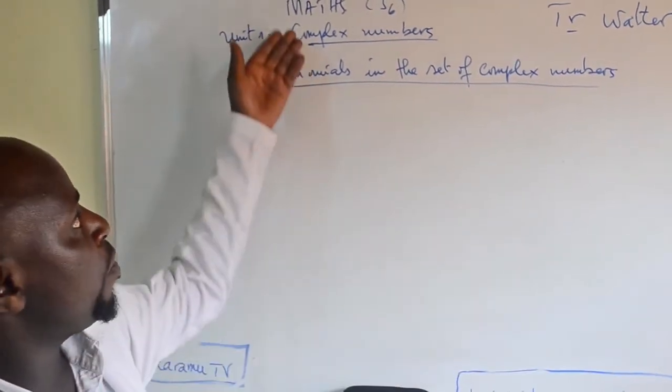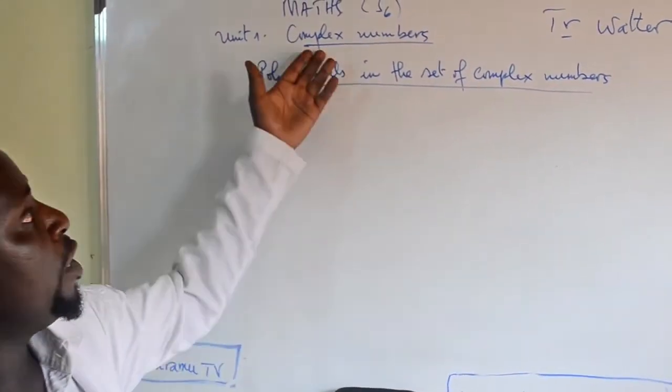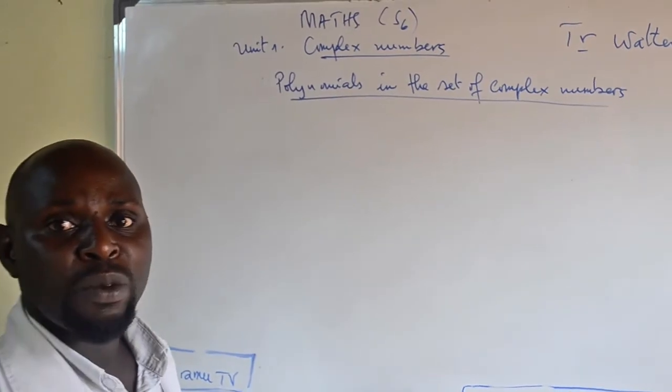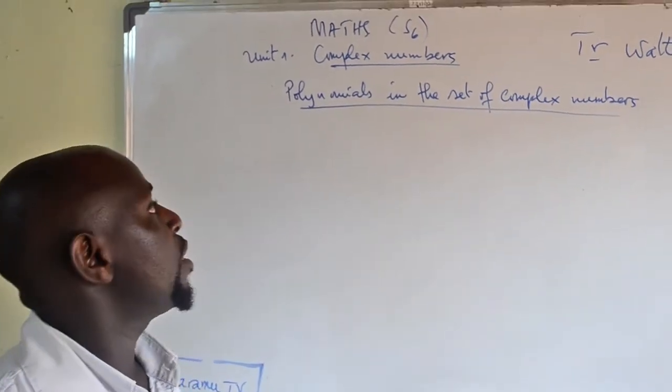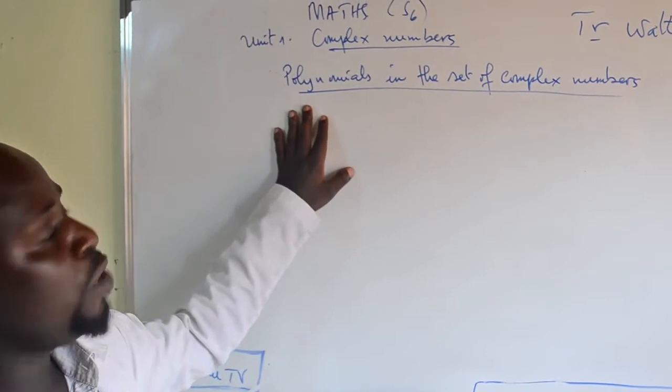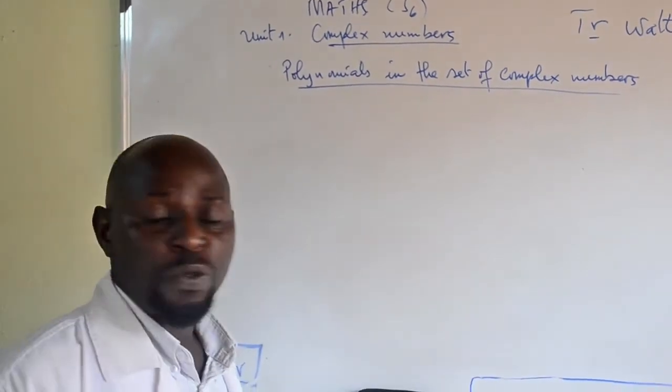We are still dealing with mathematics, and we are dealing with Unit 1, Complex Numbers, from Senior 6. Today we are dealing with polynomials in the set of complex numbers.